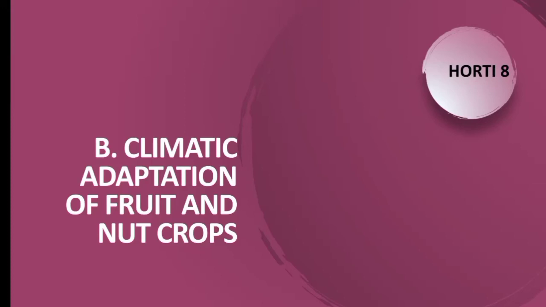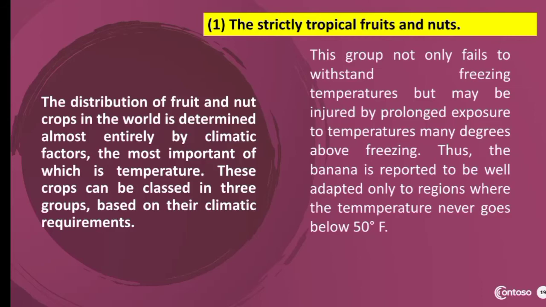So the second topic is climatic adaptation of fruits and nut crops. The strictly tropical fruits and nuts not only fail to withstand freezing temperature but may be injured by prolonged exposure to temperatures many degrees above freezing. Thus, the banana is reported to be well adapted only to regions where the temperature never goes below 15 degrees Fahrenheit.